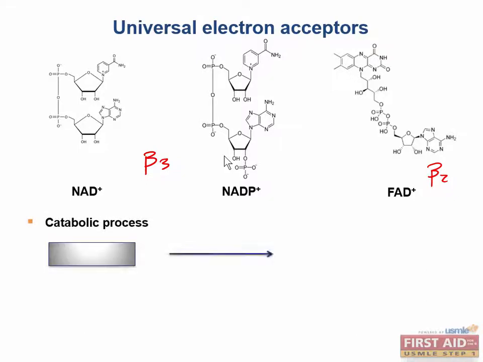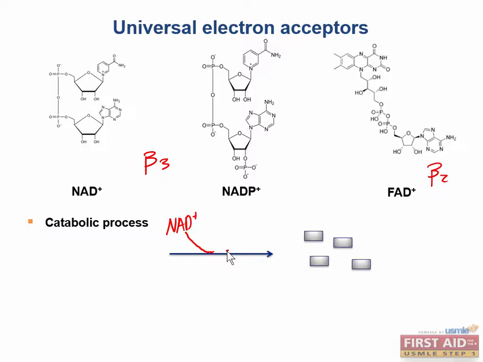Our NAD is going to be used mainly in catabolic processes that break down organic molecules. So here we have a big organic molecule. We're going to take an NAD, feed it into our system, and run that system, and we're going to get some smaller molecules. We're breaking down that big organic molecule, and in the process we're transferring electrons and we're going to get some NADHs out of that.